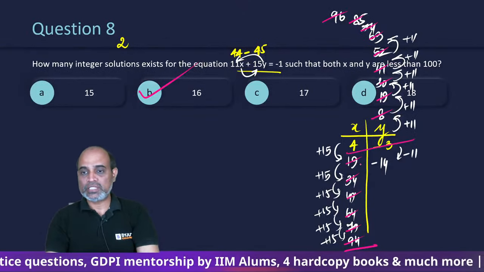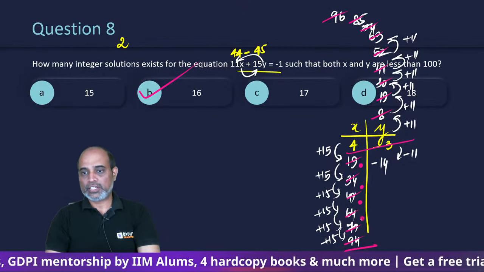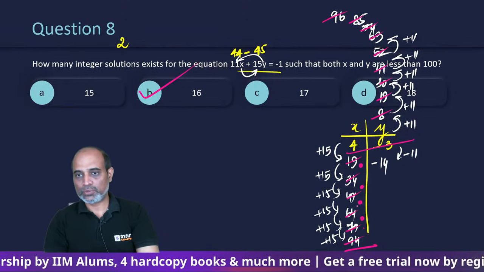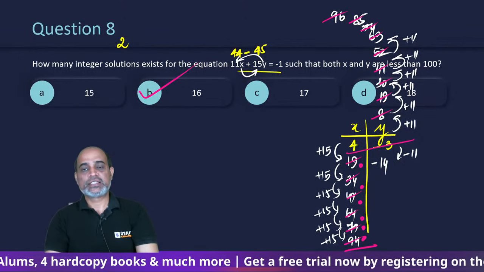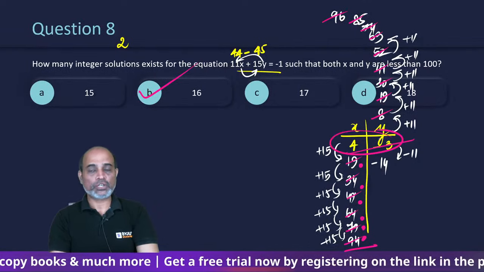So there are going to be 6 numbers that you will find. 1, 2, 3, 4, 5, 6. 6 numbers that you will find. एक number तो ये खुद है.